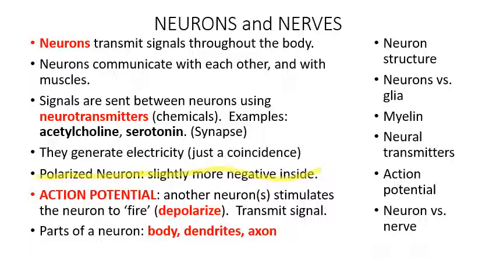Now if another neuron stimulates that neuron, it may cause that neuron to fire or depolarize. It will cause it to become active. So that's called depolarization when that happens. And when a neuron is stimulated like that, it's referred to as an action potential. So neurons generally sit there in a polarized state until they are stimulated by one or more other neurons. Those other neurons stimulate them by spraying neurotransmitters onto them.